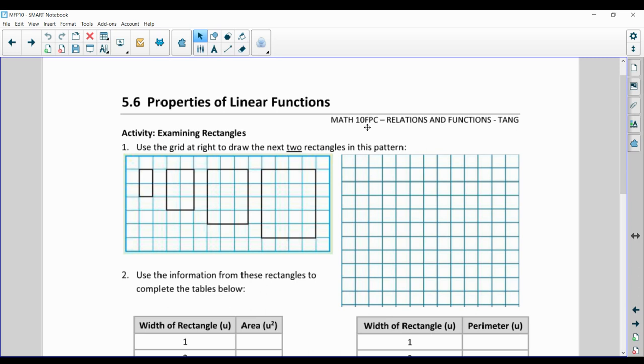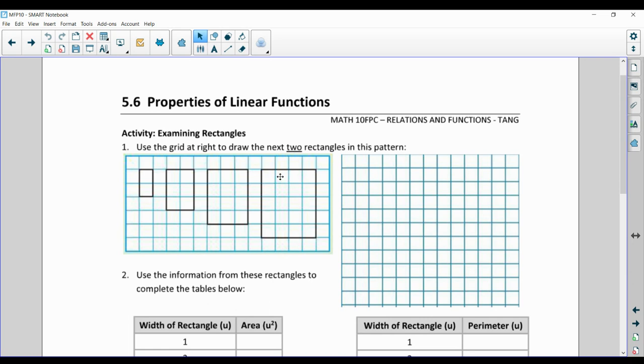Good morning. This is 5.6, properties of linear functions. So we're going to start with an activity of examining a few rectangles. If we look at our first rectangle here, we can see that it's got a width of 1 and a length of 2. Our second rectangle has a width of 2 and a length of 3, so on and so forth. And it asks us to draw the next two rectangles in this pattern.